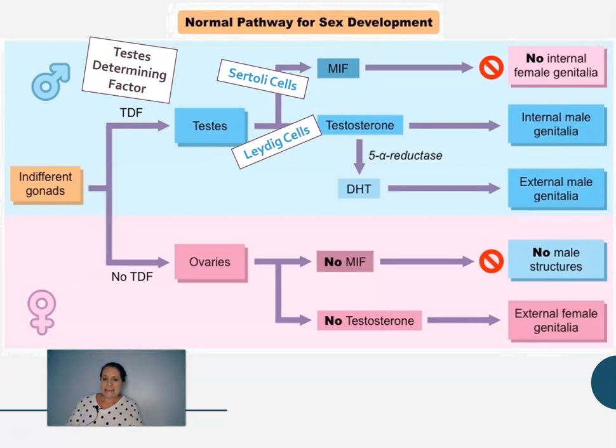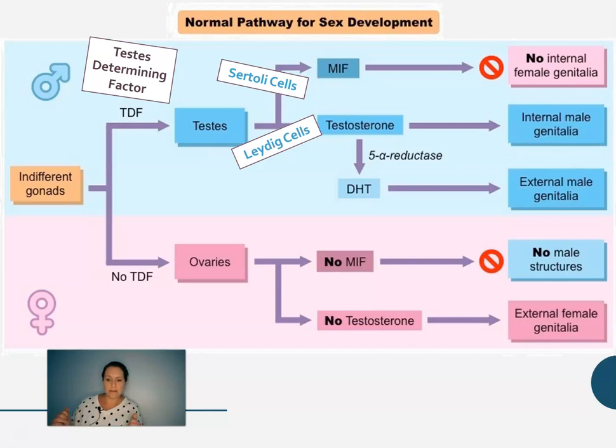In the testes, the cells become either Sertoli cells or Leydig cells. So the testes determining factor is a protein that takes these cells that haven't committed to a cell type yet, and it commits them to becoming either Sertoli cells or Leydig cells, which is what you see in an adult testes. You would see these two different cell types, which make up the majority of the cells found within the testes.